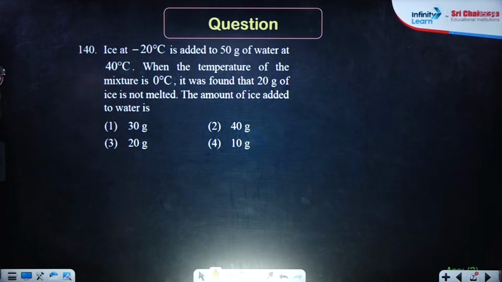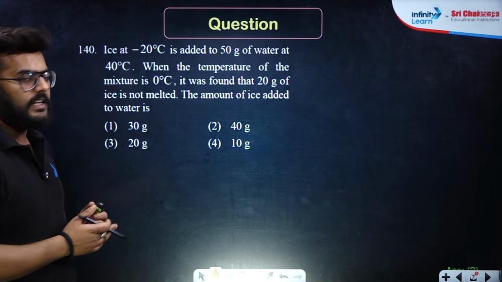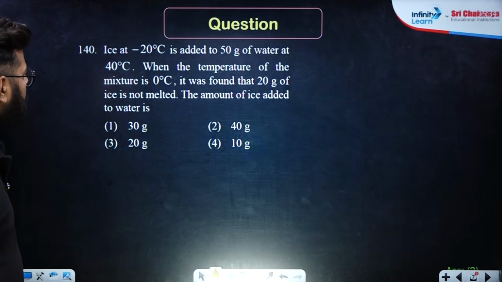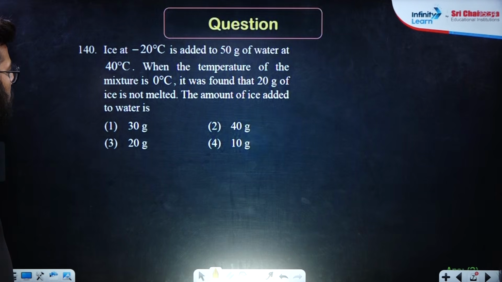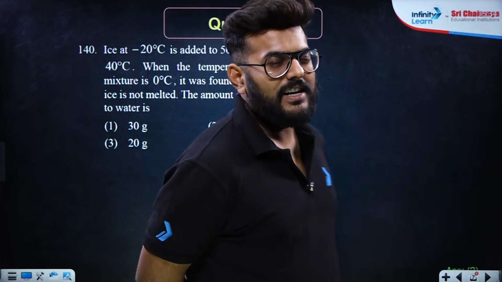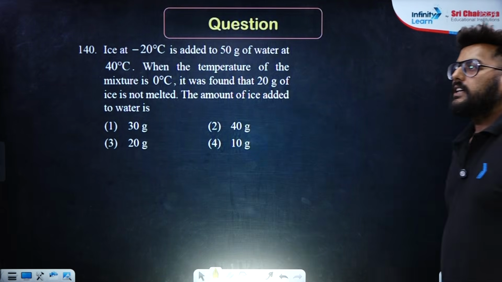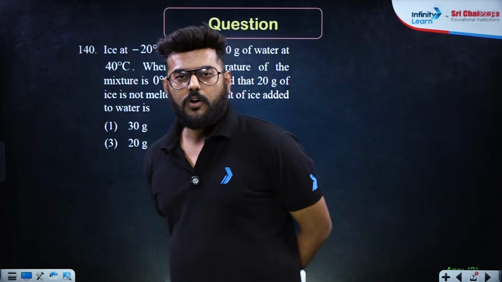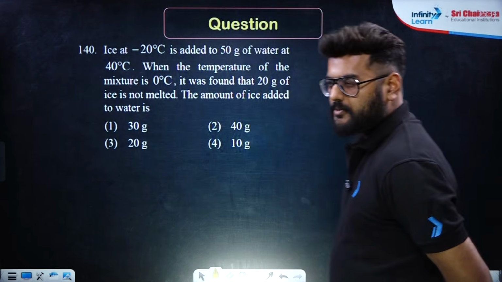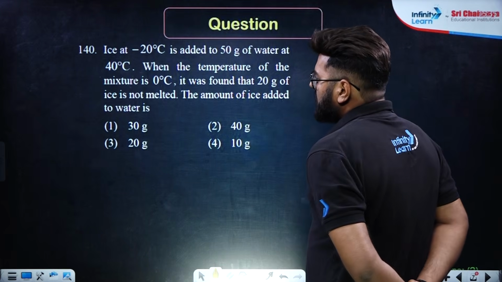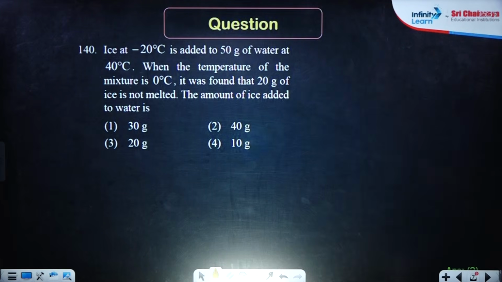Then ice at minus 20 degrees centigrade is added to 50 gram of water at 40. When the temperature of the mixture is 0, it was found that 20 gram of ice is not melted. The amount of ice added to water is? Now in this question, they should have clearly given you the value of specific heat capacity of ice, the latent heat of fusion, and the specific heat capacity of water. Normally people know it's 1 calorie per gram. So if that is clear, then you will be able to solve it.